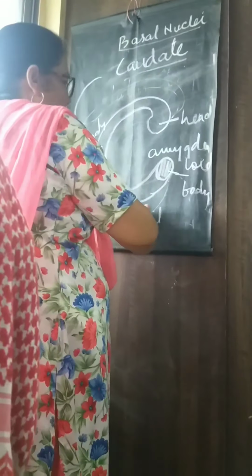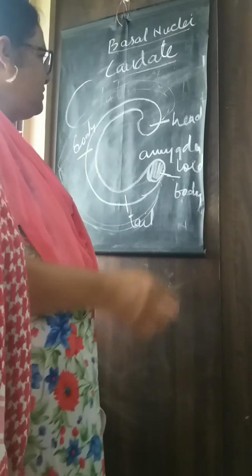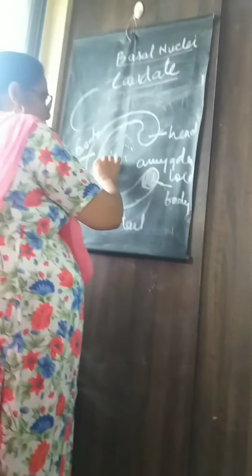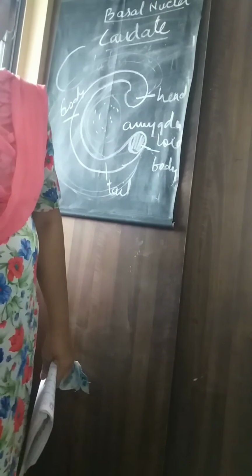It is surrounded all throughout by the lateral ventricle, and within this concavity there is the presence of the thalamus and the internal capsule.